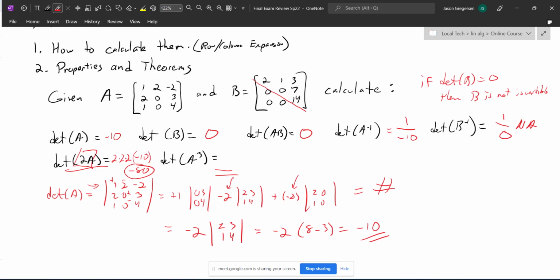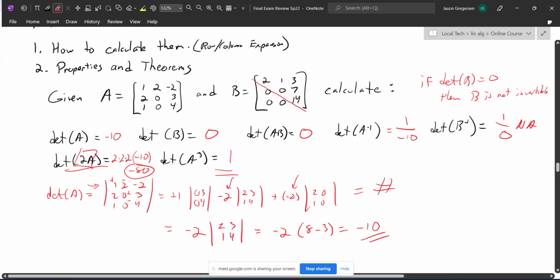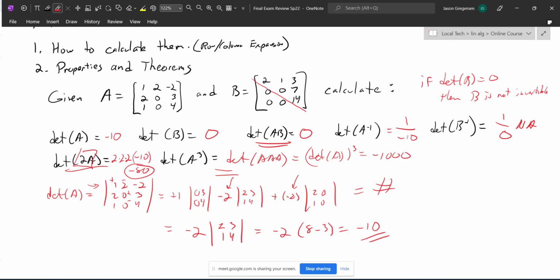And then last we have the determinant of A cubed, but A cubed is really just A times A times A. And that way we can use our determinant of a product property to say this is the determinant of A times the determinant of A times the determinant of A, which would be the determinant of A cubed, which in this case would be negative 1,000. All right. A lot of calculations and properties there. Any questions about determinants, calculations or properties?